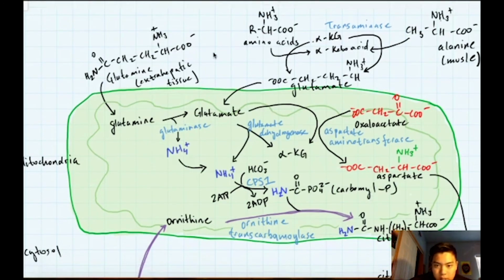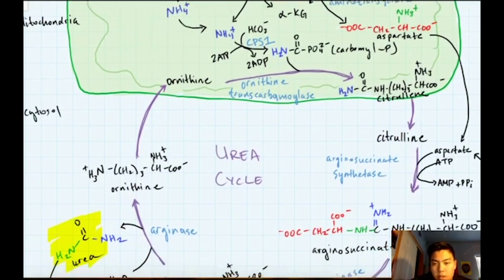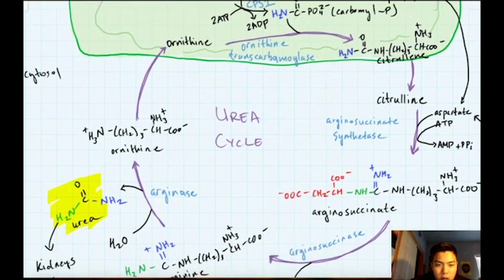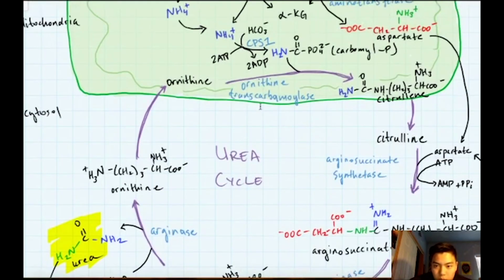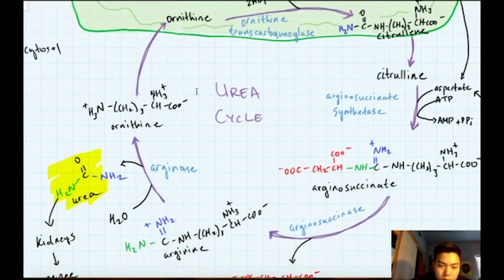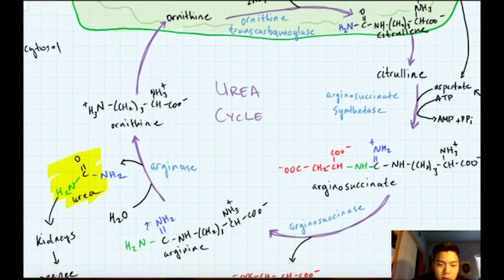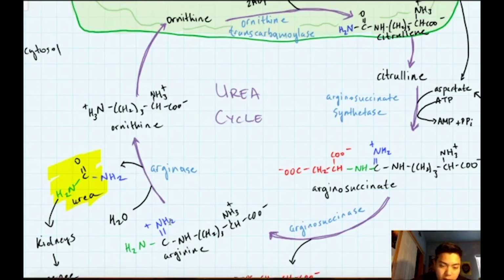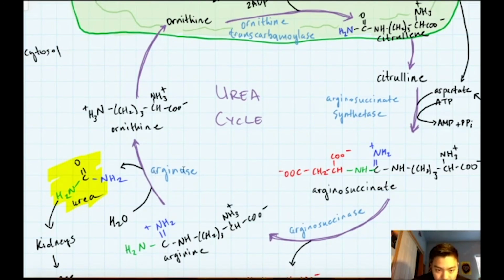So this is amino acid catabolism. Now let's talk about the urea cycle. So now we need to make citrulline to start. But before we can make citrulline, we need ornithine. And where does ornithine come from? It comes from our amino acid arginine, okay? So arginine is going to have arginase act upon it, all right?